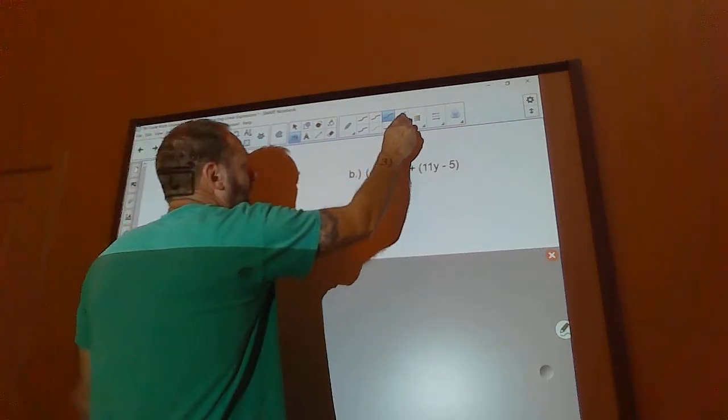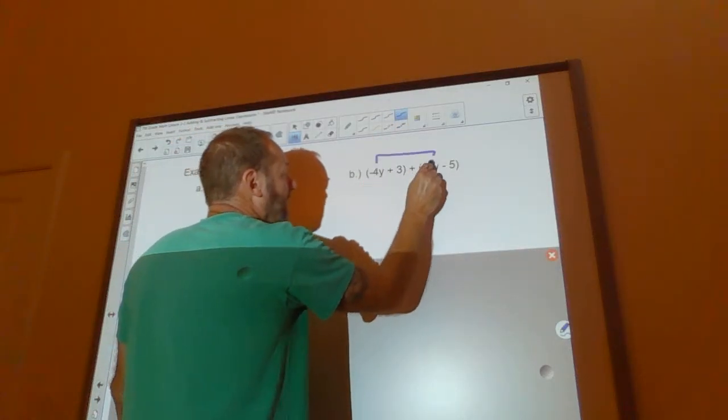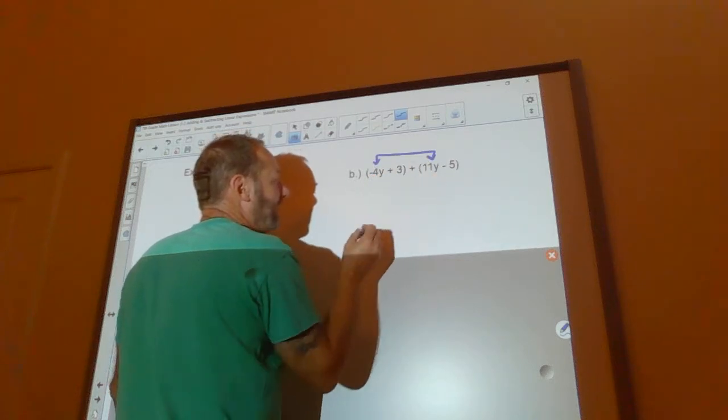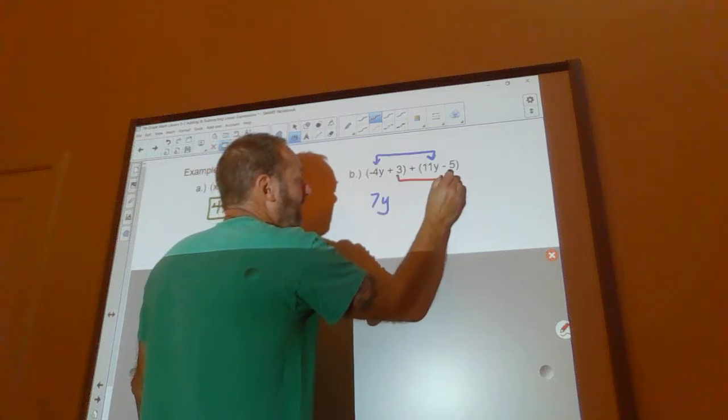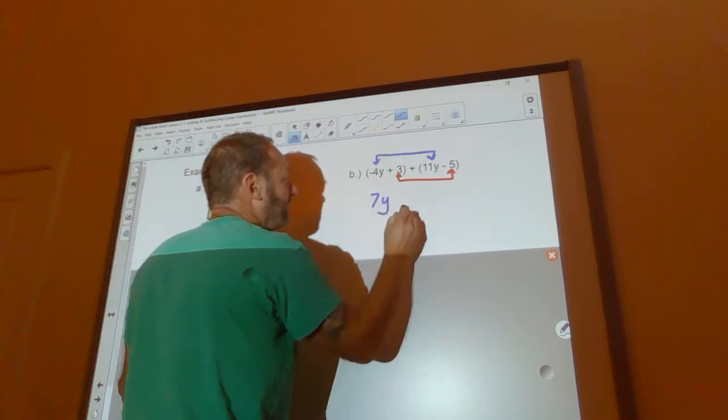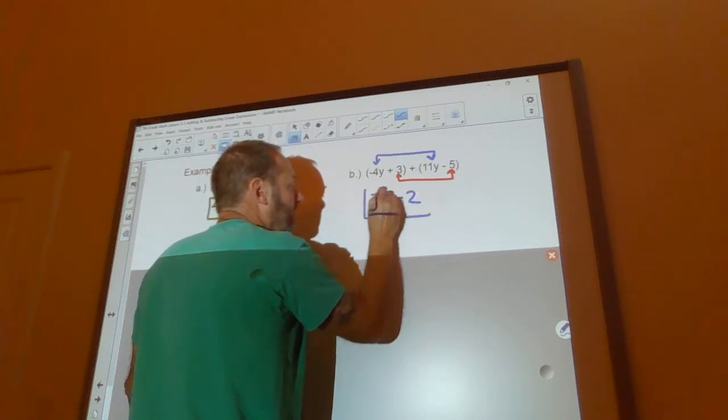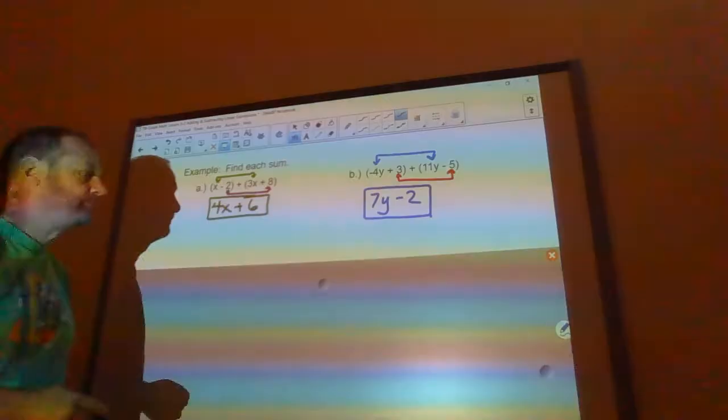Okay, over here, we've got like terms. We're going to combine those. Negative 4y and 11y makes 7y. And then we've got 3 minus 5, which is going to be negative 2. So we get 7y minus 2.